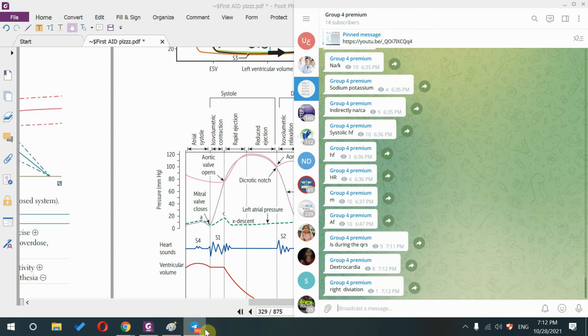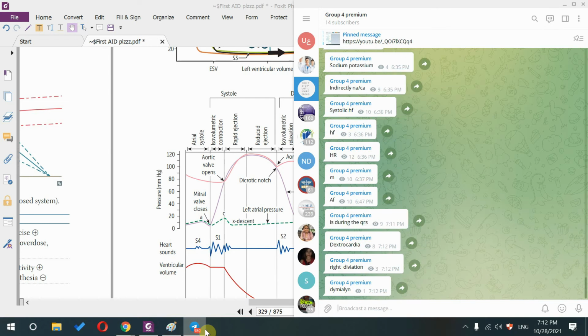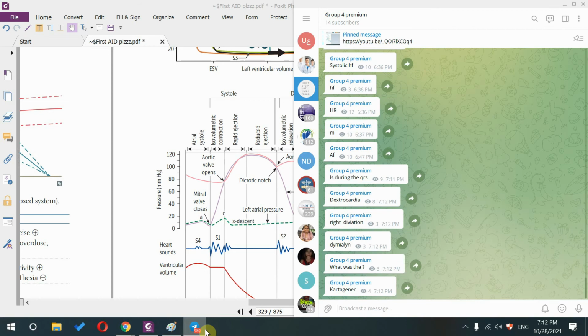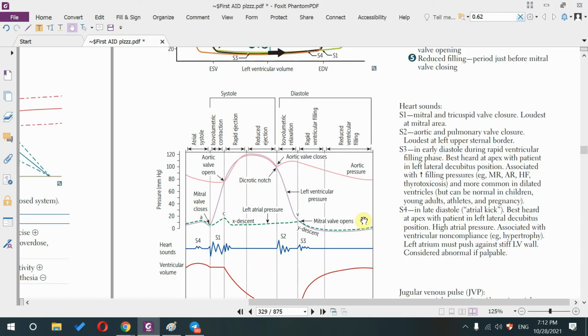Dextrocardia, which is a condition in Kartagener syndrome. Excellent. So I was asking in which condition you will have the apical impulse of the heart, which is normally located at the 5th intercostal space, 2.5 centimeters right to the midclavicular line. If you have exactly the same, but instead of on the left you have it on the right, that means your heart is shifted to the right. That was in Kartagener syndrome.